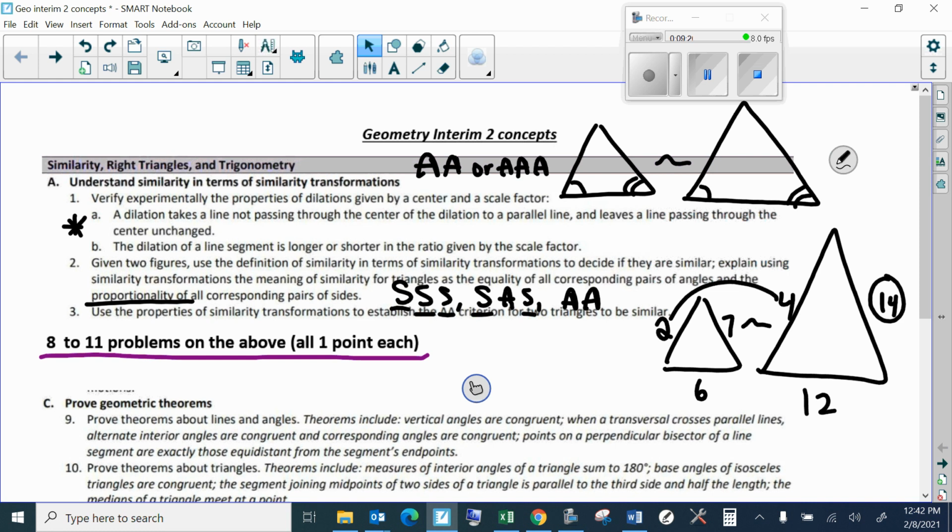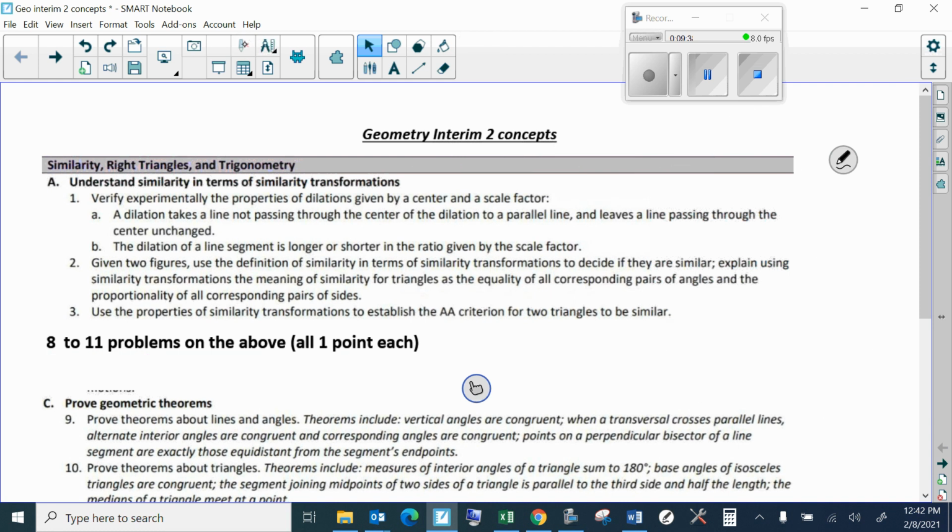Why can they call it AAA? Because if the two angles are congruent, and remember all triangles add up to 180, then these third angles must also be congruent. And so that's why some books will say AA similarity, others will call it AAA similarity. They're the exact same thing. Okay, so there's 2 of the 3. Let me erase that. The last one is if it is SAS.